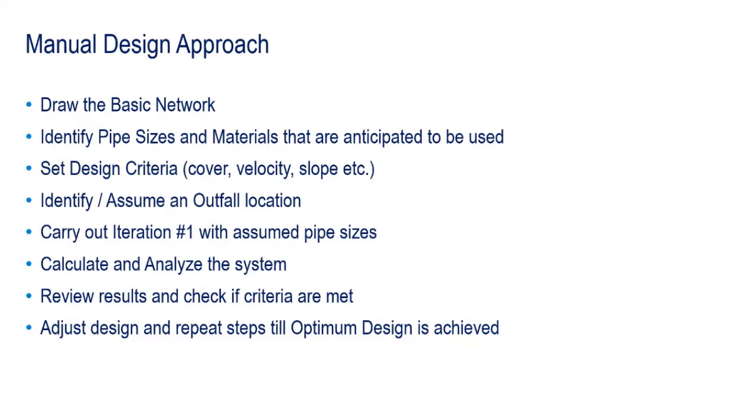So in the first assumption, you might assume some minimum pipe sizes, and then you might find out at some location or the other that the criteria that you have set is not met. So you would change the pipe sizes and do this iterative process until an optimum design is achieved.